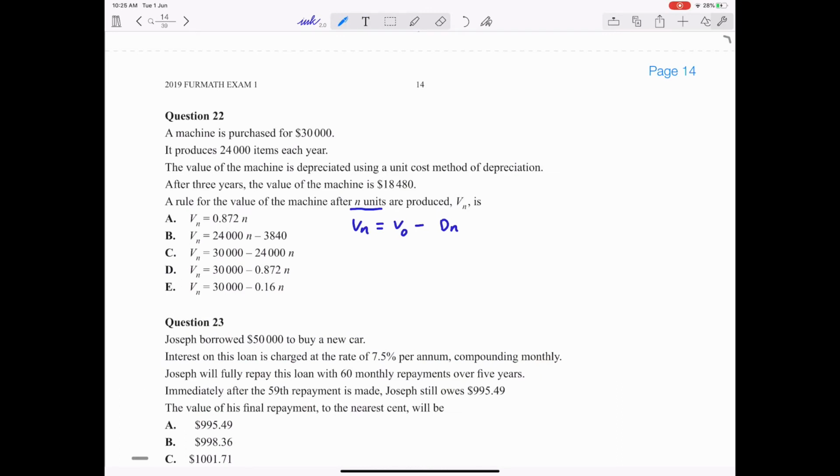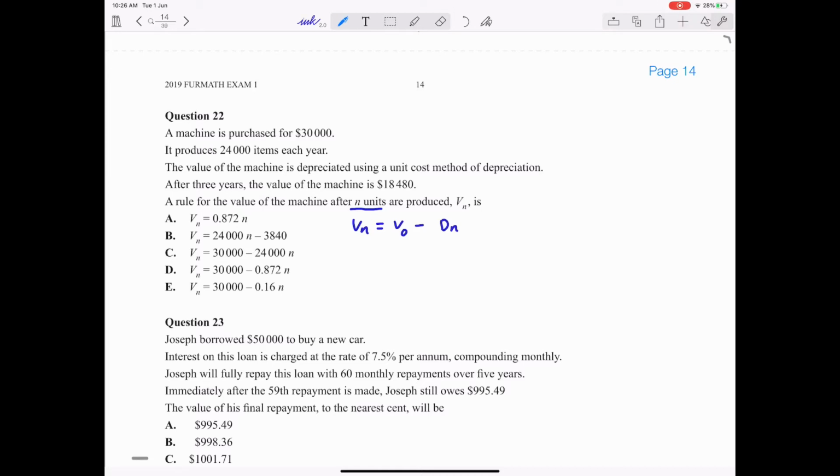Question 22. A machine is purchased for $30,000. It produces 24,000 items each year. The value of the machine is depreciated using a unit cost method of depreciation. After 3 years, the value of the machine is $18,480. A rule for the value of the machine after n units are produced, Vn is.